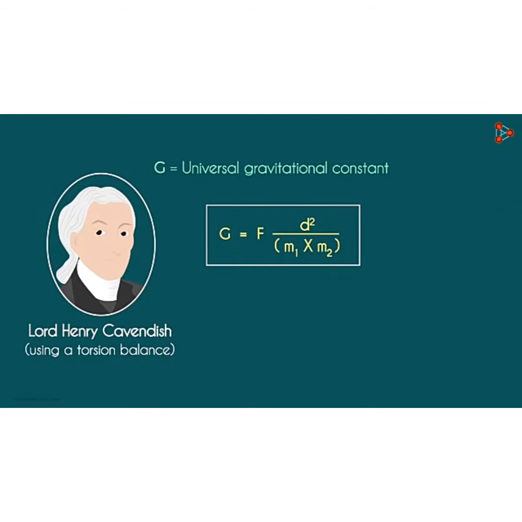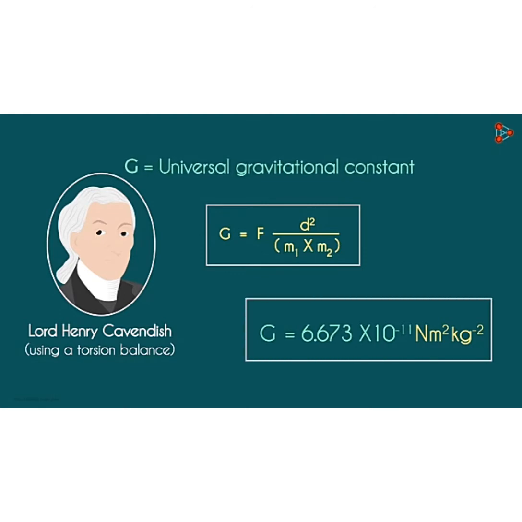The universally accepted value of G is 6.673 times 10 raised to negative 11. What will be the units of G? Force is newtons. As the distance is in meters, we have meters squared. And as the mass is measured using kilograms, we multiply this with kilograms raised to negative 2. This is the value of the universal gravitational constant.